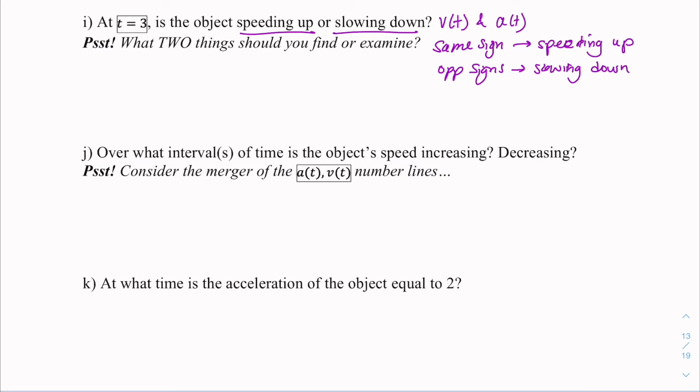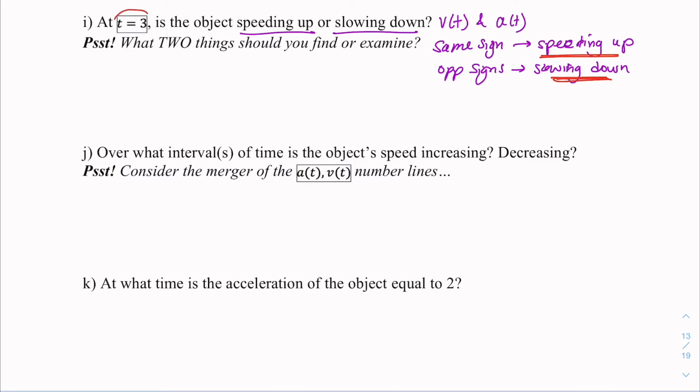The reason that makes sense is you can just imagine in your brain, if V of t is positive, it's moving to the right. So if my object is moving to the right and acceleration is positive, that means a force is also pushing it to the right. That's why it'll speed up, because the force is aiding it in the direction it's already going. If they had opposite signs, so let's say our particle was moving right, but there was a force going in the opposite direction, then you're going to get some friction there, and your object will be slowing down. So that's what we'll be looking for.